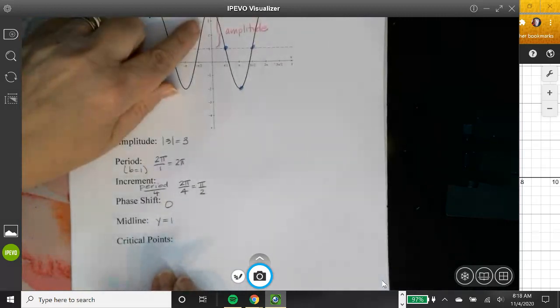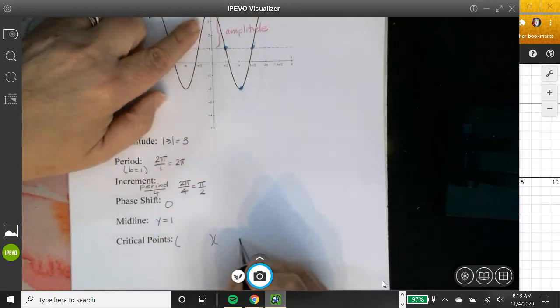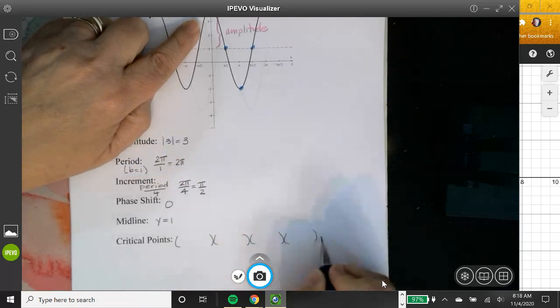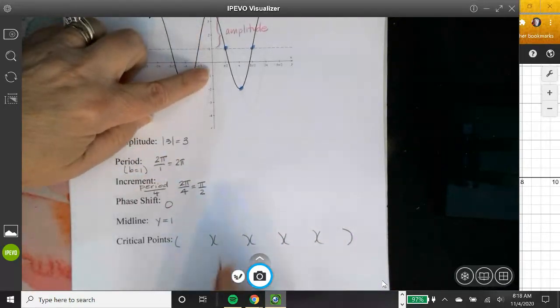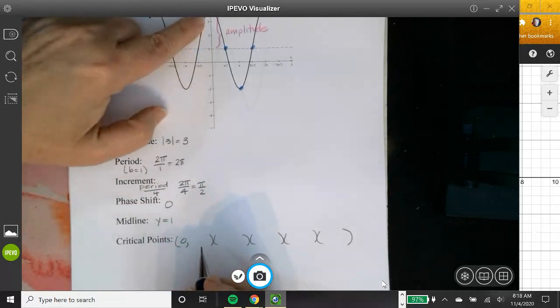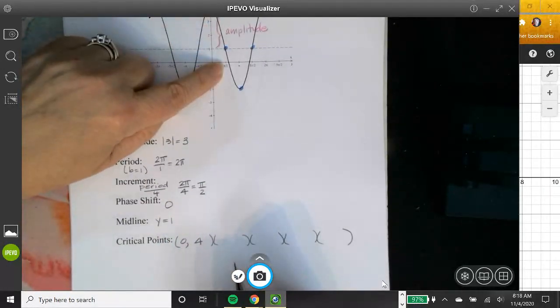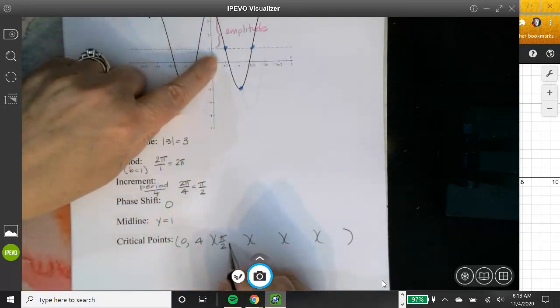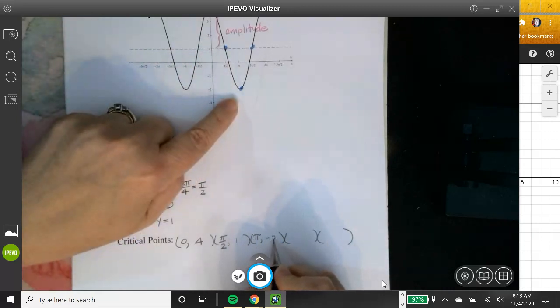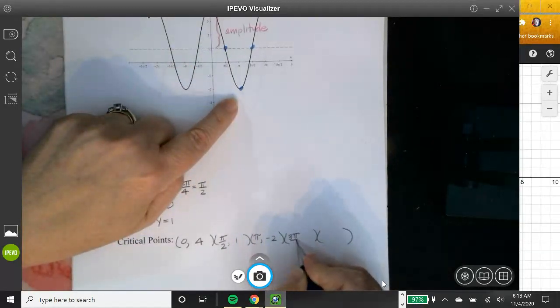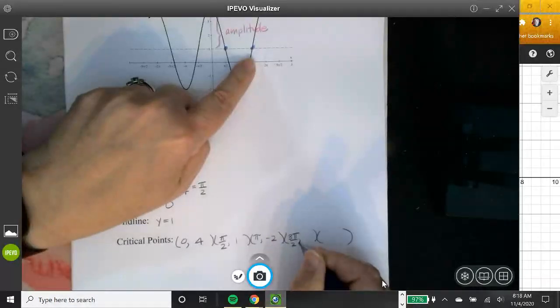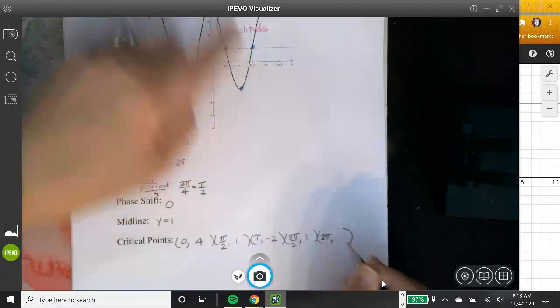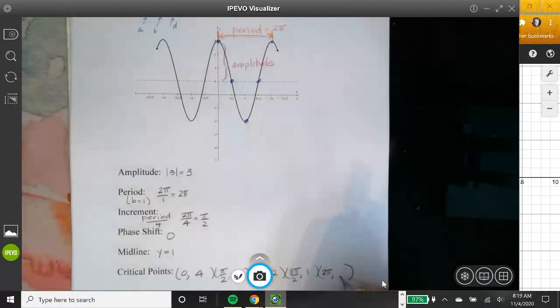And the critical points for this curve, if I were to read them off the graph, how many of them are there? Well, there are 5. So the first one's going to be at 0, 4, and then pi over 2, because that's an increment away, because the increment's pi over 2, 1. Then I add an increment to this, which means it's going to be pi. At pi, we're at -2. And then I add another increment, so at 3 pi over 2, our graph is at 1 again. And then at 2 pi, we're at our maximum of 4 again.